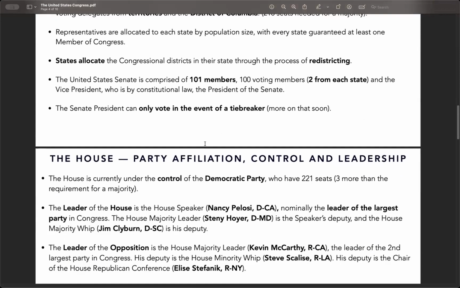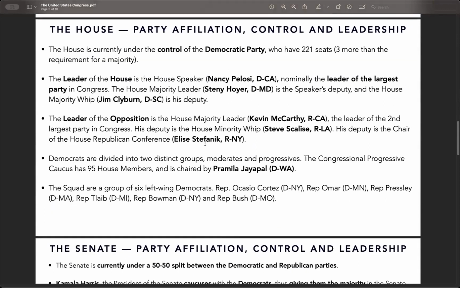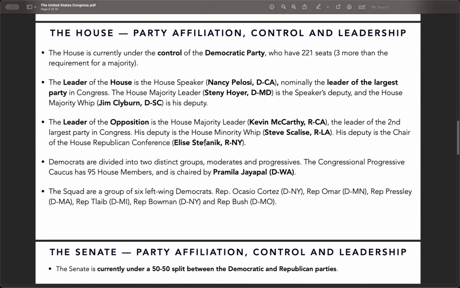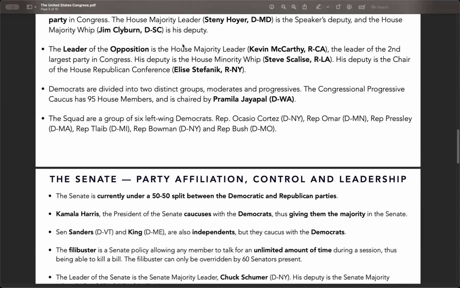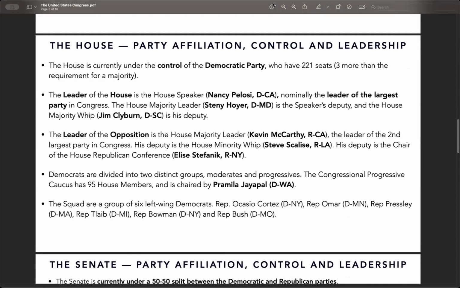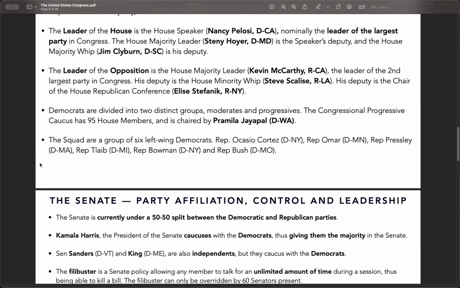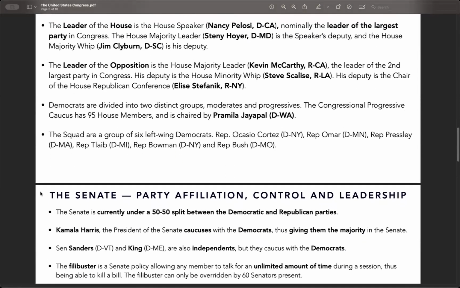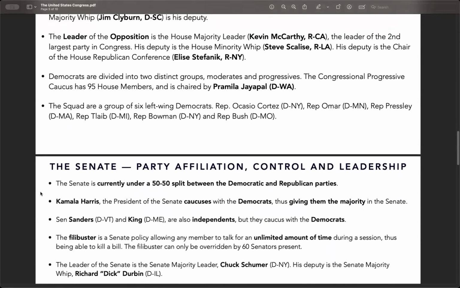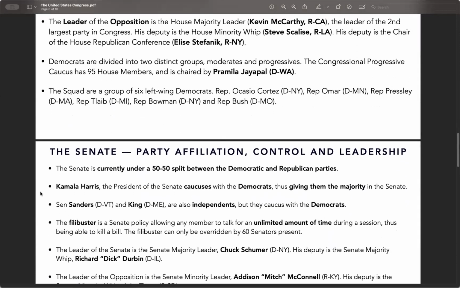Lovely. This is no longer correct. The House is currently under the control of the Republican Party, who have 221 seats. Again, 3 more than the requirement for a majority. The leader of the House is currently House Speaker Mike Johnson, the leader of the largest party in Congress. The House Majority Leader is the Speaker's deputy, and the House Majority Whip is his deputy, or hers.